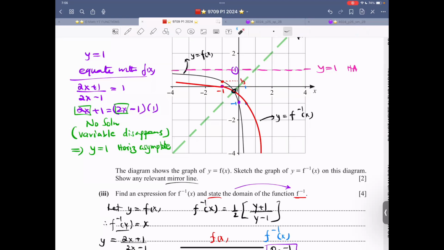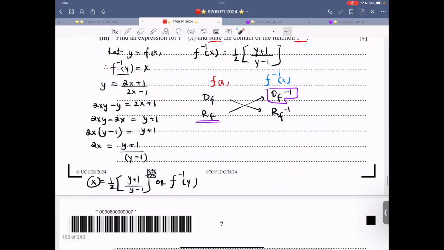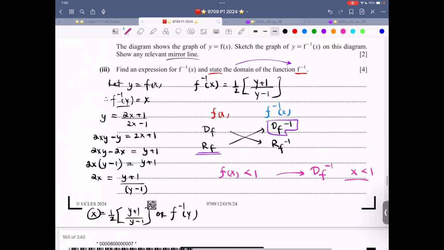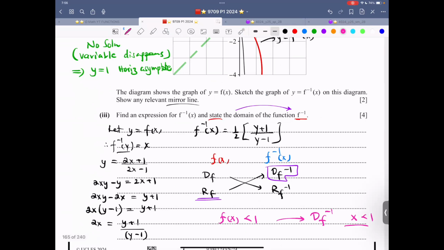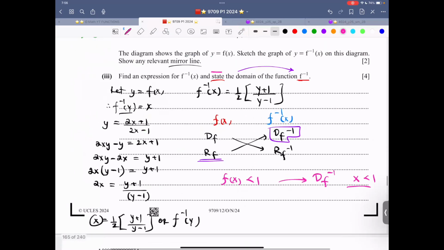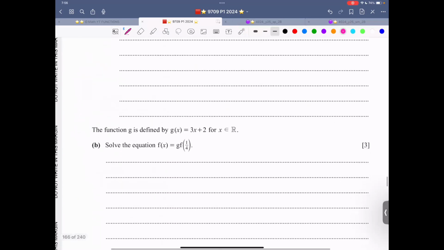That means the values of y will approach 1. It won't equal 1. So the value of the original function, f of x, is less than 1. Therefore, domain of f inverse is x is less than 1. That is the answer for this particular part. Yes, this part is tricky. That is why they have only asked for 1 mark for stating the domain, and for the expression and everything, that's like 3 marks. All this extra stuff is there.